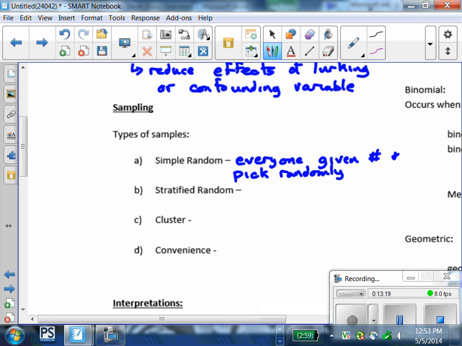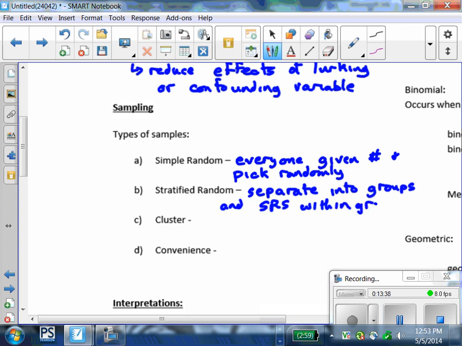Stratified, you separate into groups. Excuse me, if I could spell separate. You're going to separate into groups by some type of category. Easiest way to think about this is, at the high school, and you do an SRS within the group. So we'll separate into each class, freshman, sophomore, junior, senior. Then we'll randomly pick 25 of each. That ensures that every group is represented.